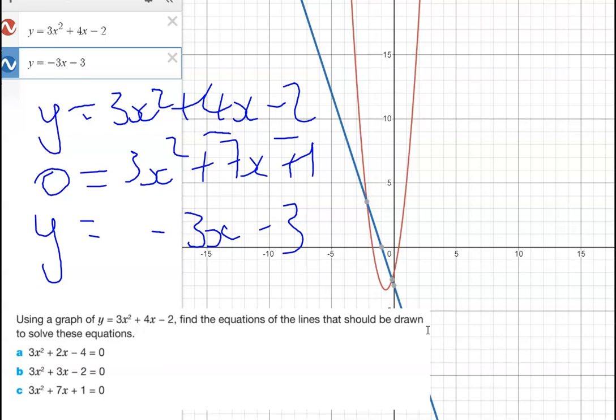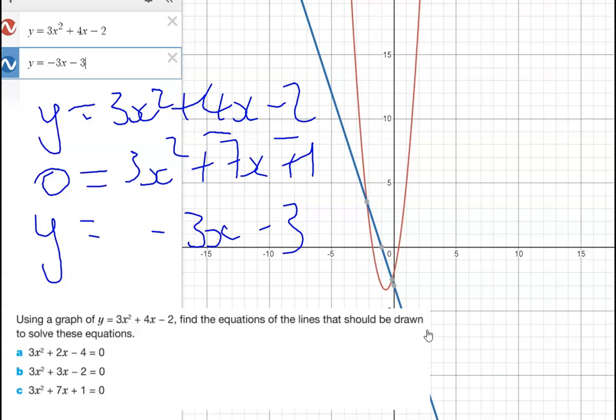There it is. And again, I read the intersection points, which for this one is minus 2.18. And for this one, it's very close to the axis, it's minus 0.153. And that's it. That's all you have to do.